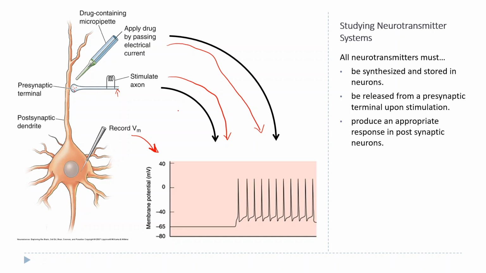Again, those are the three major things you have to do to show that a molecule you think is a neurotransmitter really is. There are going to be other molecules in a neuron, some of which are neurotransmitters, some of which aren't. And so to show that it really does work like this, you have to do a lot of work.